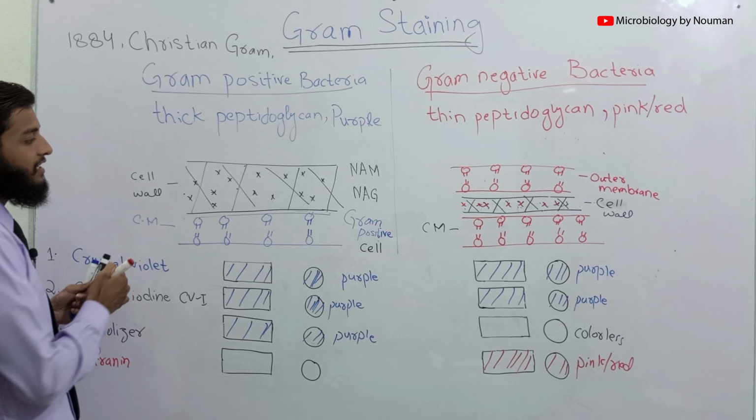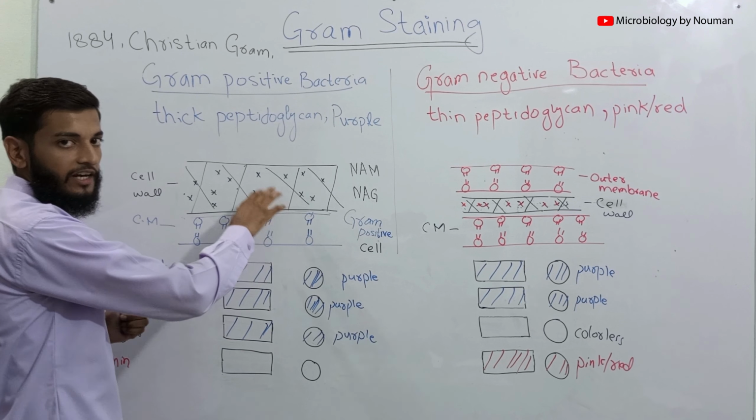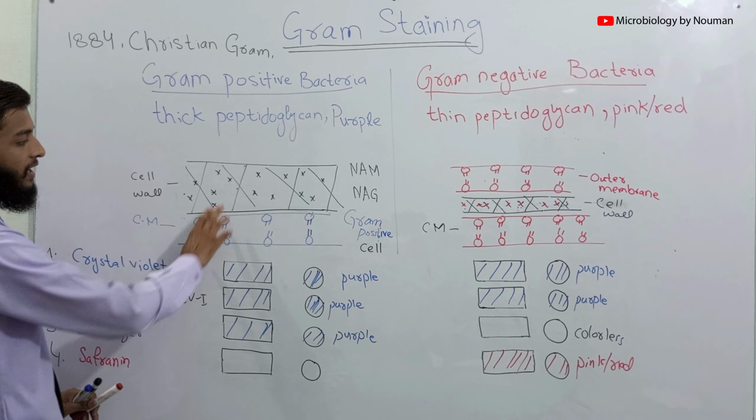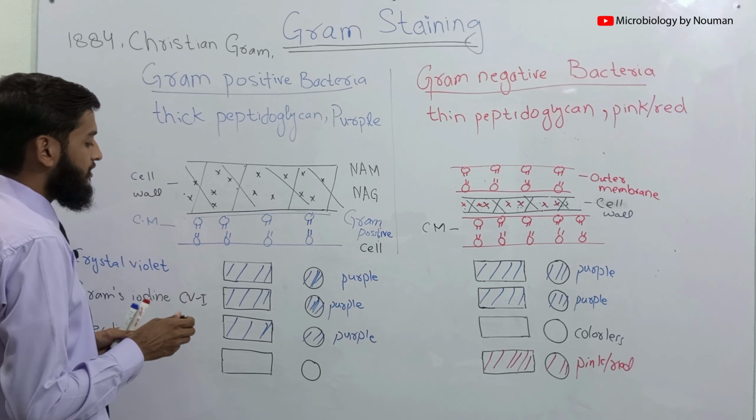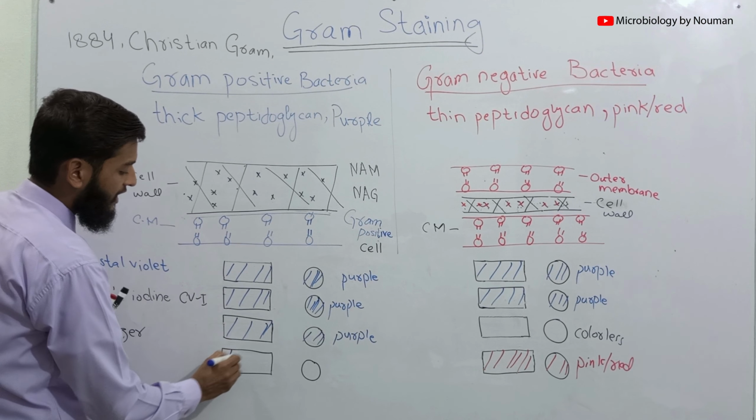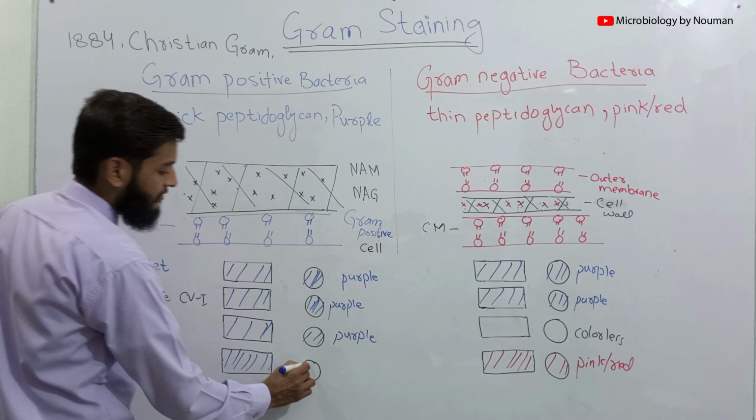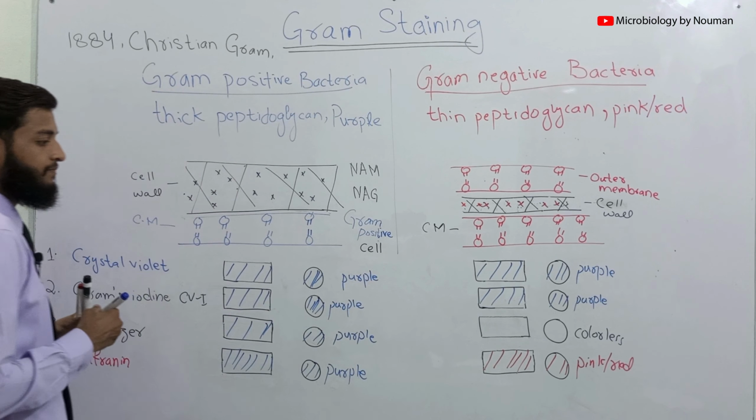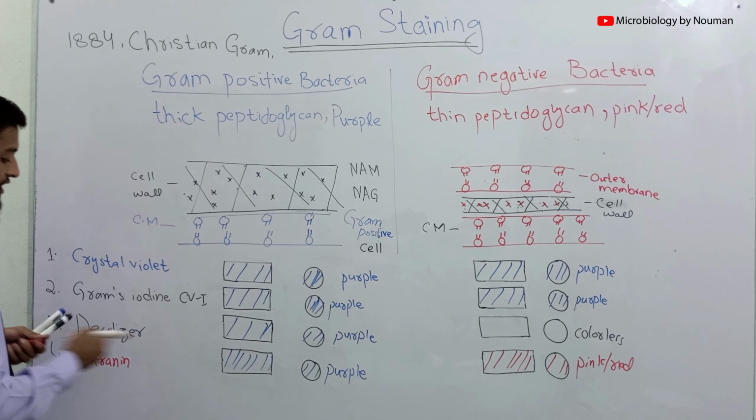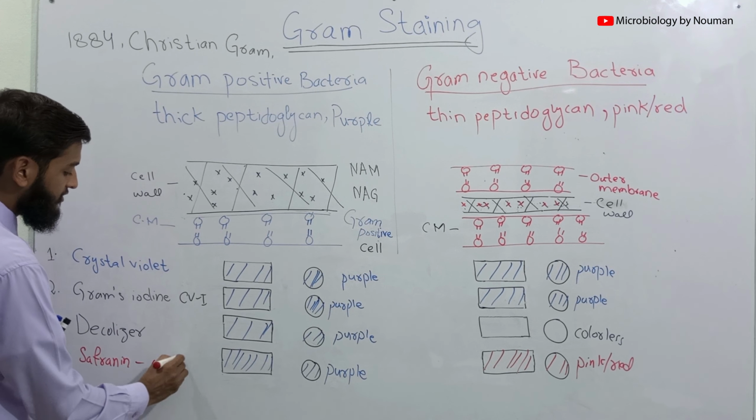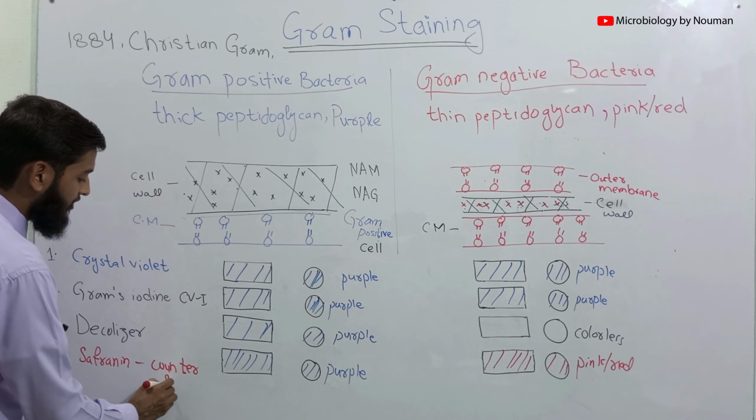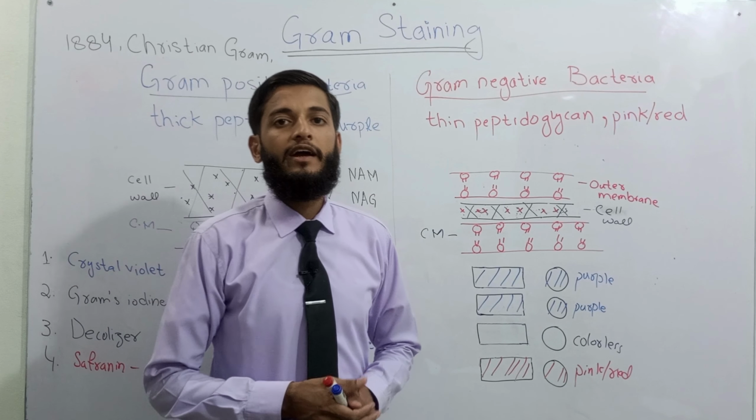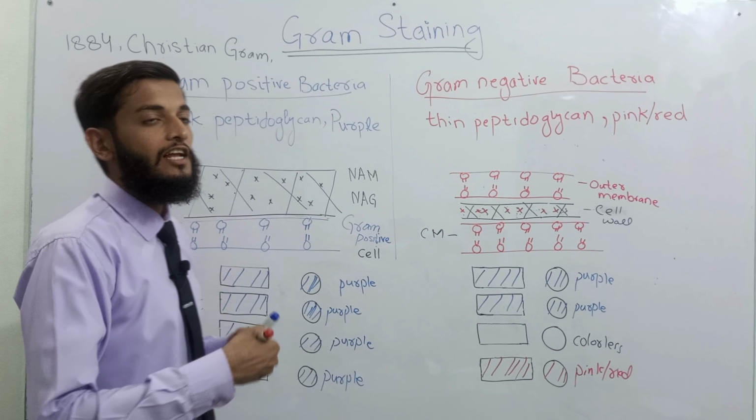Whereas gram positive bacteria has already crystal violet iodine complex that is deposited in their cell wall, safranine will not be able to enter gram positive bacteria. So gram positive bacteria will still appear as purple in color. This safranine is known as counter stain because it is applied as a second stain. So we call it a counter stain. Just remember that gram staining is a type of differential staining technique.